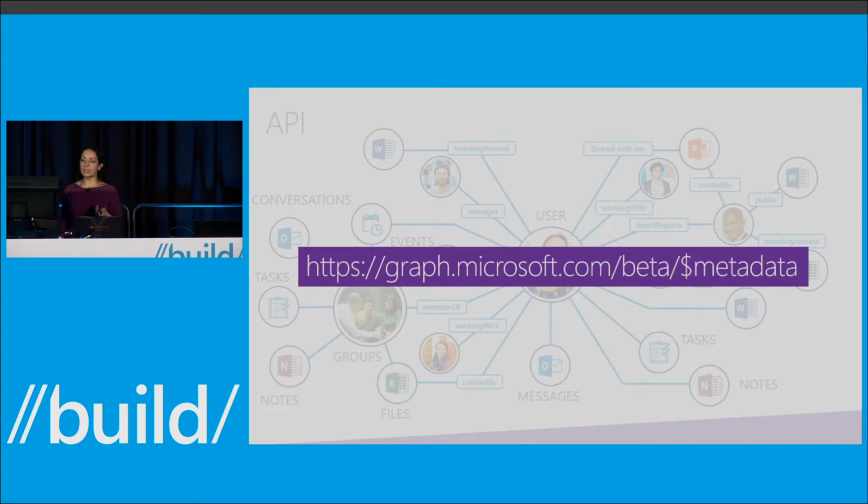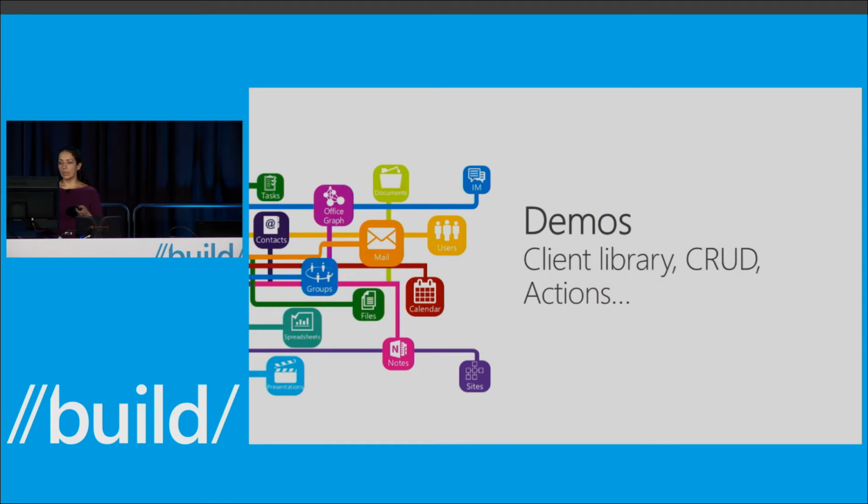If you want to check out the different entities that are supported and the different properties that the API has, like properties and navigation properties that I mentioned before, you can check out the metadata endpoint of the API. I'm going to try the next demo. Hopefully, this one goes better.